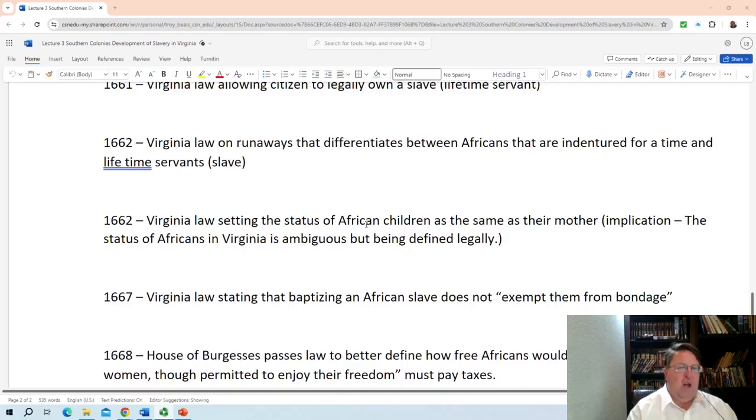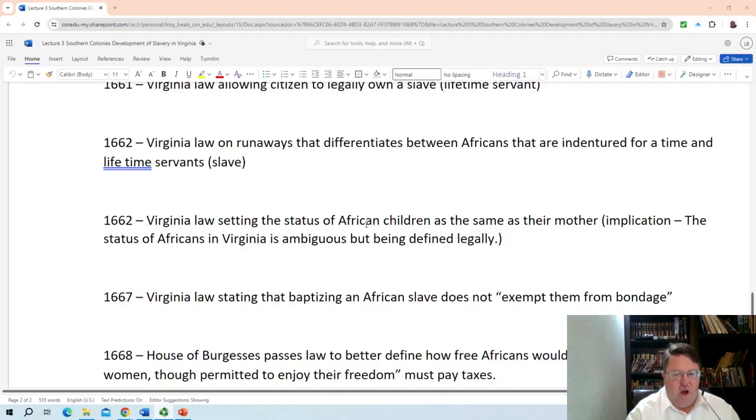Could the colonial legislature be thinking of Elizabeth Key? Several years earlier, Elizabeth Key sued and won her freedom based on what? Her European parentage, her dad. Interesting, the court says, well, your status is based on your mother. And interestingly enough, if that law had existed when Elizabeth Key sued, she wouldn't have won her case, right? Because her parentage is based on her dad, not her mom.